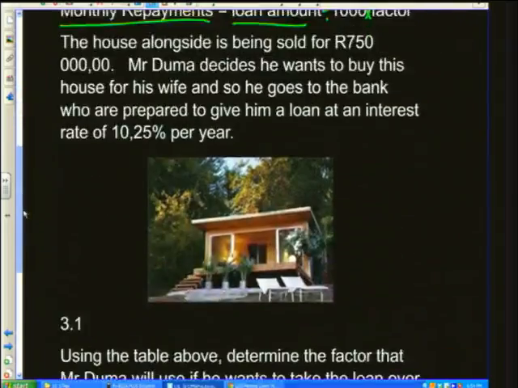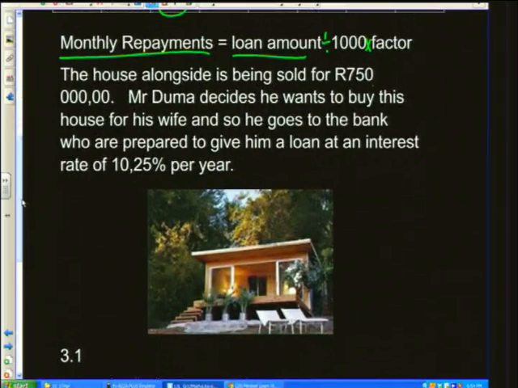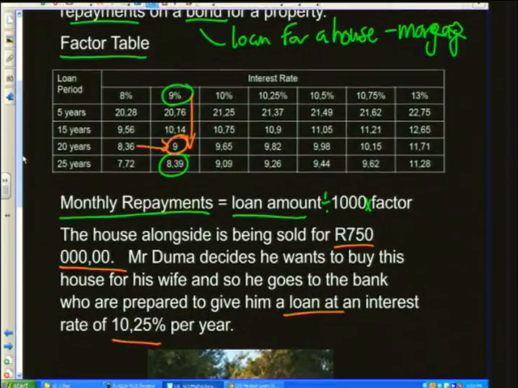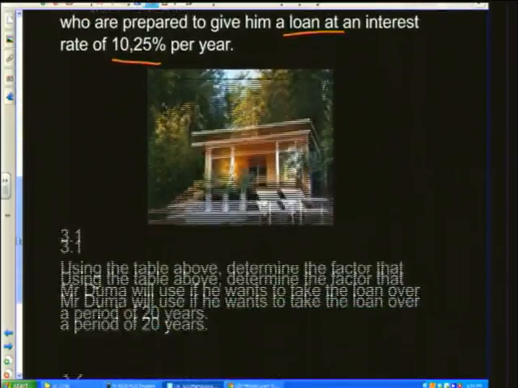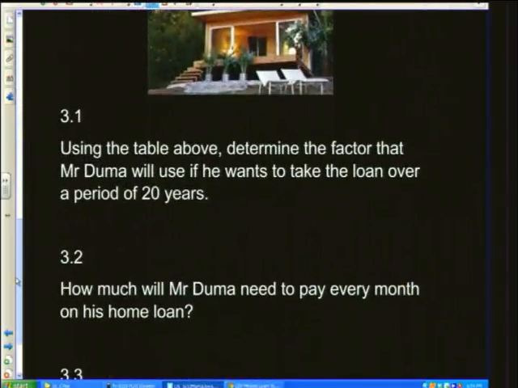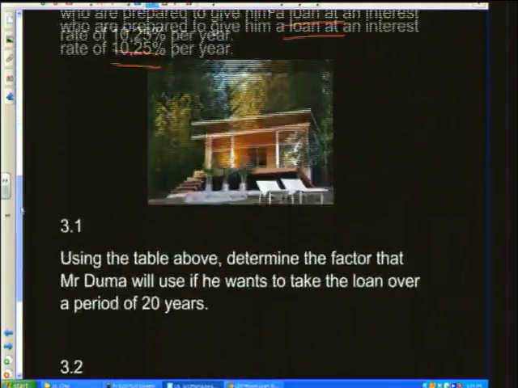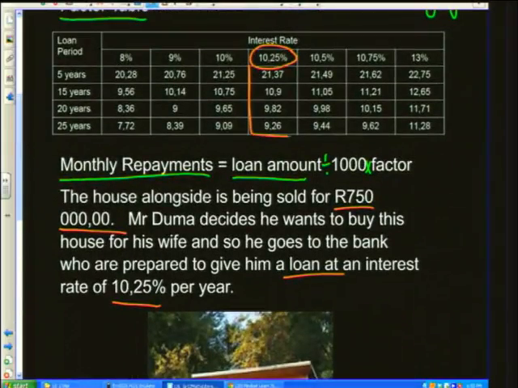So, have a look here. The house alongside, down at the bottom there, is being sold for 75,000 rand. Mr. Duma decides he wants to buy this for his wife, and so he goes to the bank, who are prepared to give him a loan at an interest rate of 10.25% per year. So there's the interest rate. Let's just use the eraser to get rid of everything else. This is the interest rate that he's being offered, 10.25%. Now, it doesn't matter how much he's going to borrow from them, but if it's at 10.25%, those are the factors that he's going to have to look at.